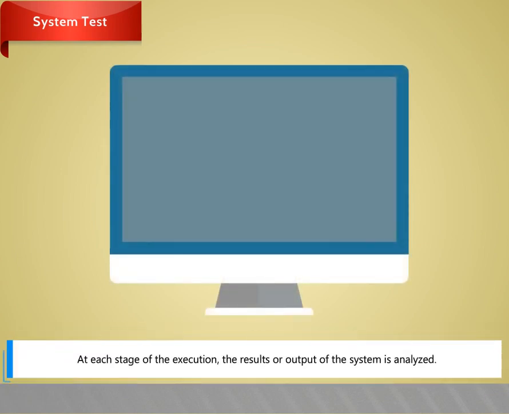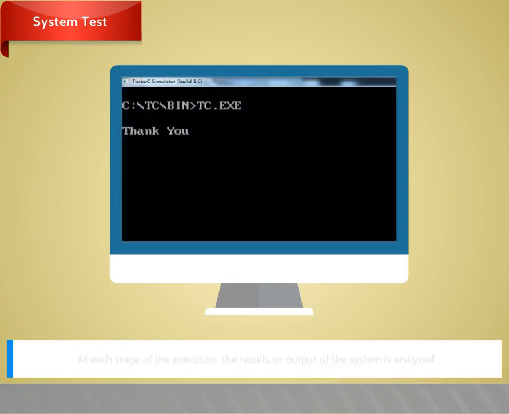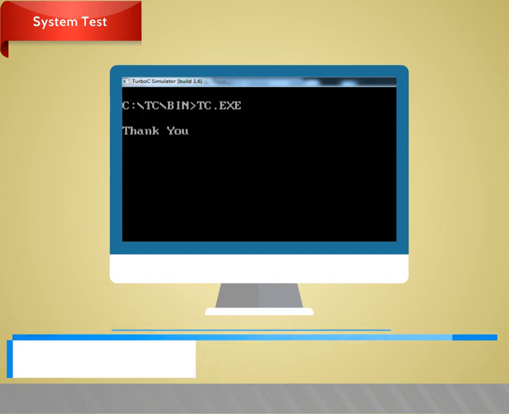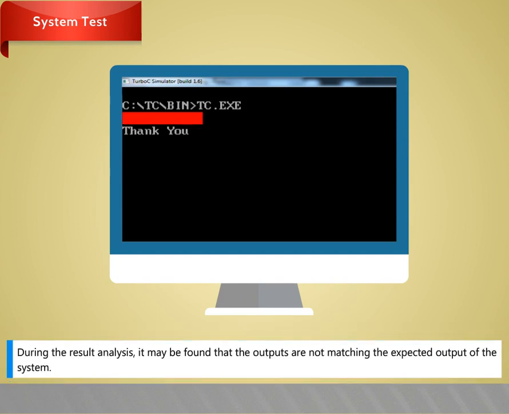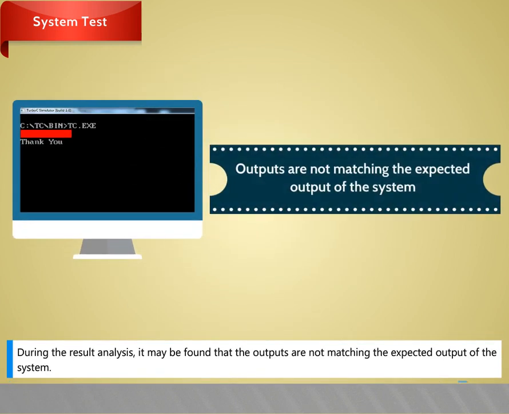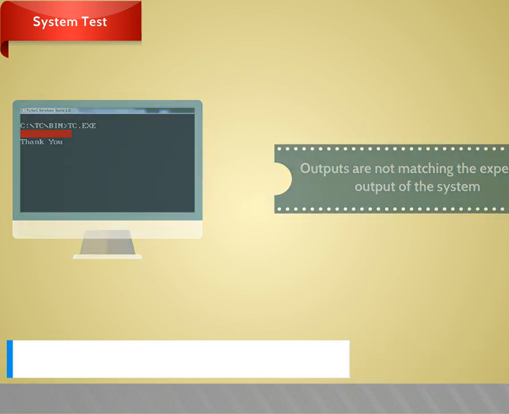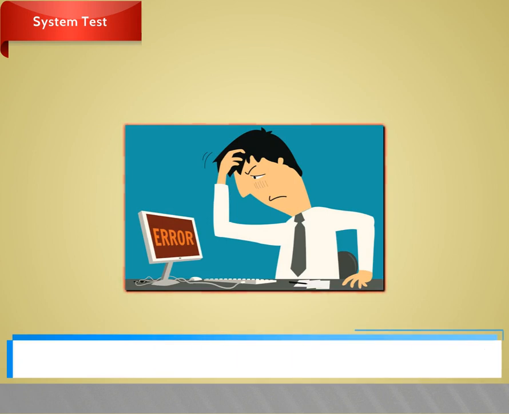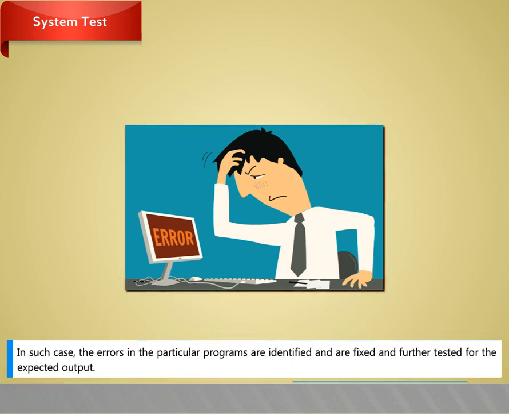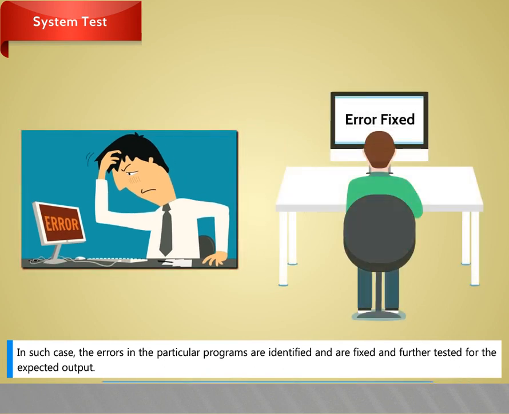At each stage of the execution, the results or output of the system is analyzed. During the result analysis, it may be found that the outputs are not matching the expected output of the system. In such case, the errors in the particular programs are identified and are fixed and further tested for the expected output.